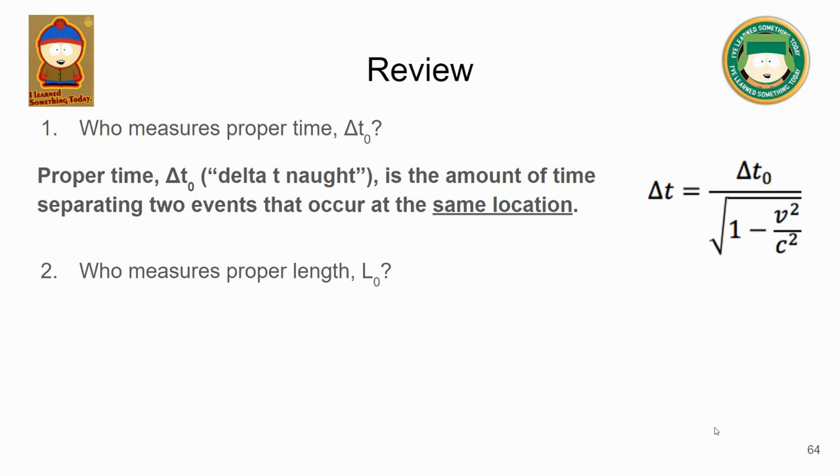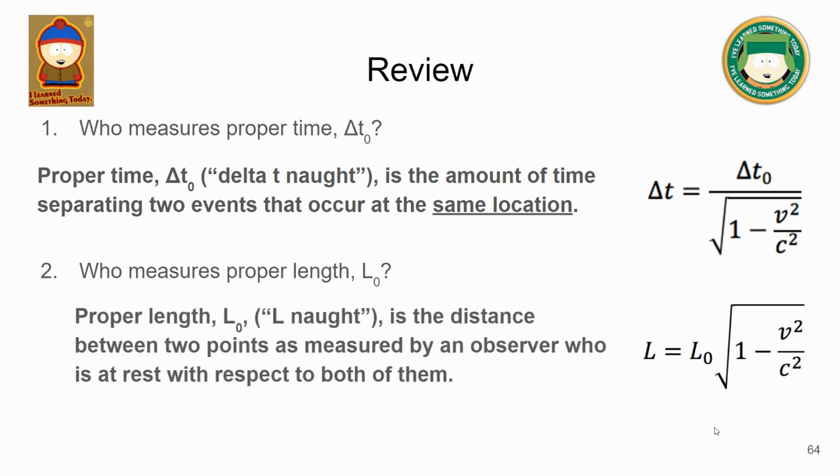And who measures proper length? Proper length, L naught, is the distance between two points as measured by an observer who is at rest with respect to both of them. So you need to be at rest relative to the start and end point of the distance being measured in order to measure proper length, L naught. And there is your length contraction formula. And you see that they are kind of similar looking, easy to flip up. So make sure you're grabbing the right formula.